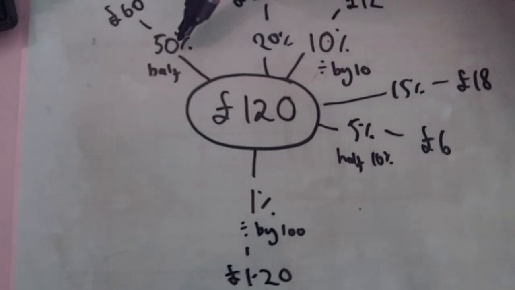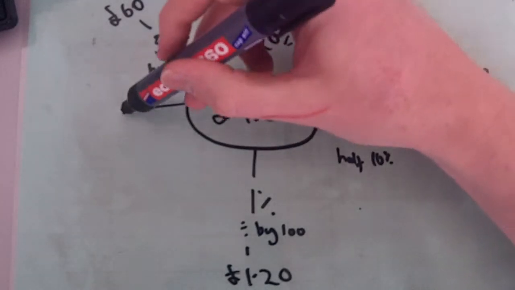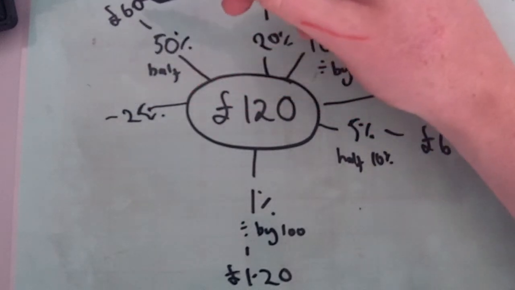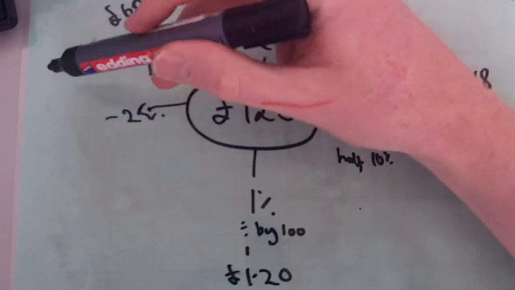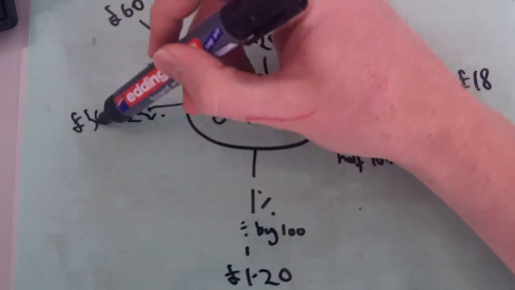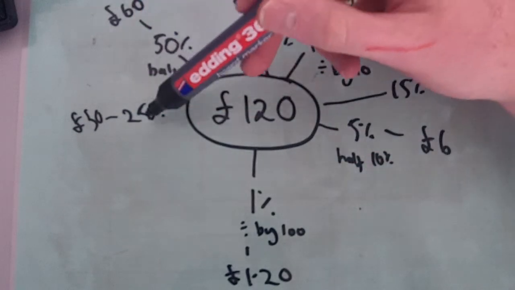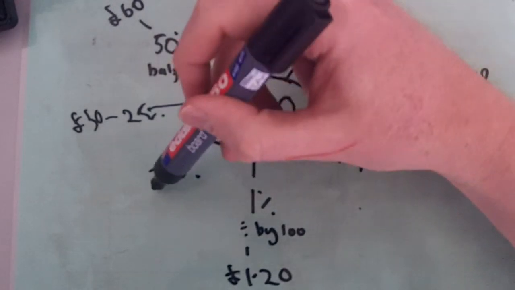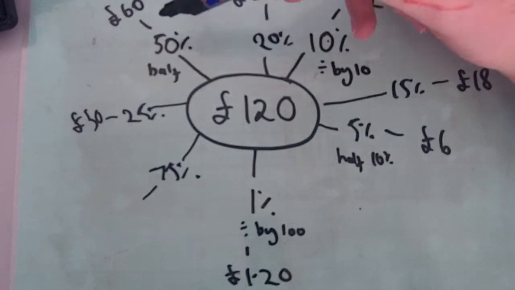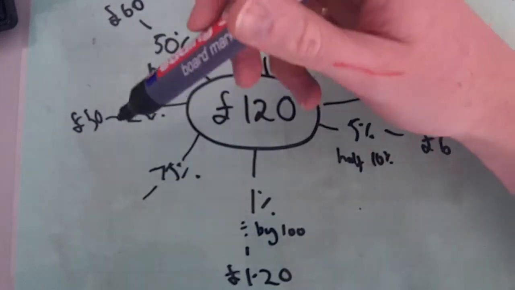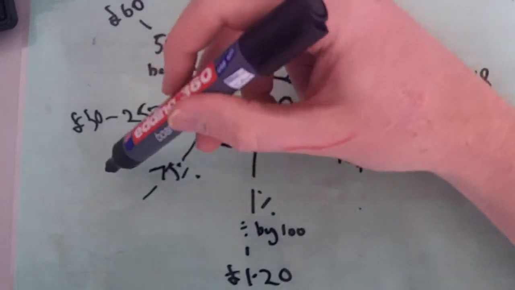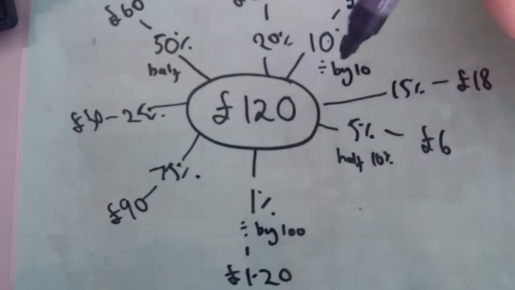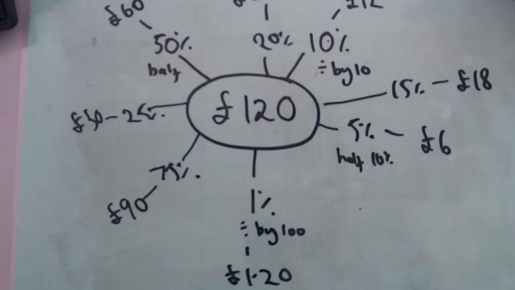If I've got 50% and I half it, half of 50% is 25%. Half of a half is a quarter. 50% is £60, so 25% will be £30. If I've got 50% and 25%, I can add them together to give me 75%. A half add a quarter is 3 quarters. £60 add £30 is £90, so 75% of £120 is £90.